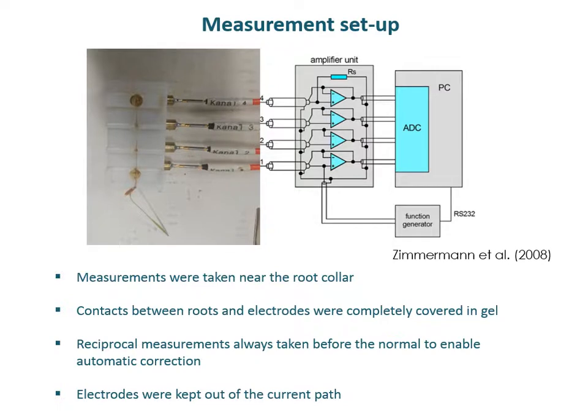We look at the measurement setup. We have the sample holder, we use a 4 electrode setup, and we have the amplifier unit, the function generator, the data acquisition card, and the computers. The measurement is taken close to the root collar, and we made sure that the contact between the root and the electrodes is covered in gel. This helps to reduce the influence of contact resistance. And also we made sure that the electrodes were kept out of the current path.